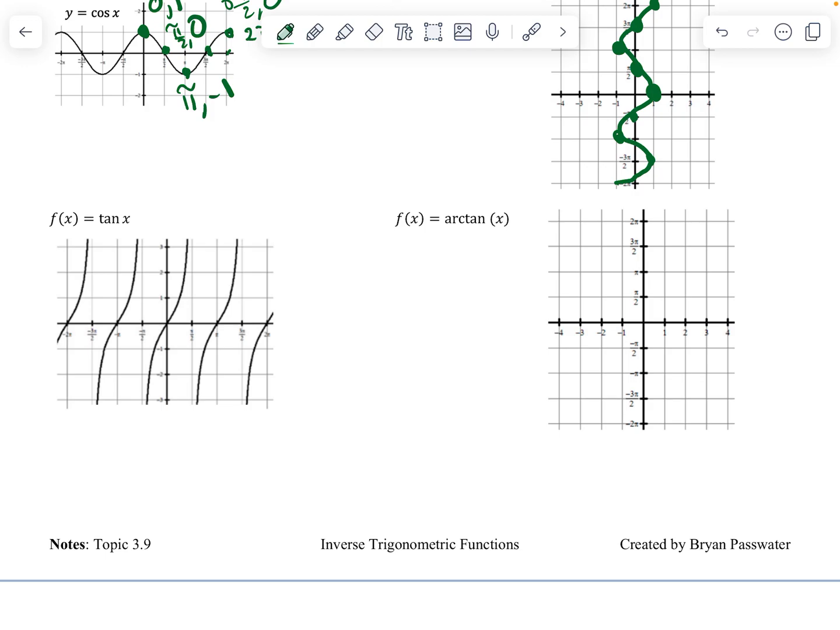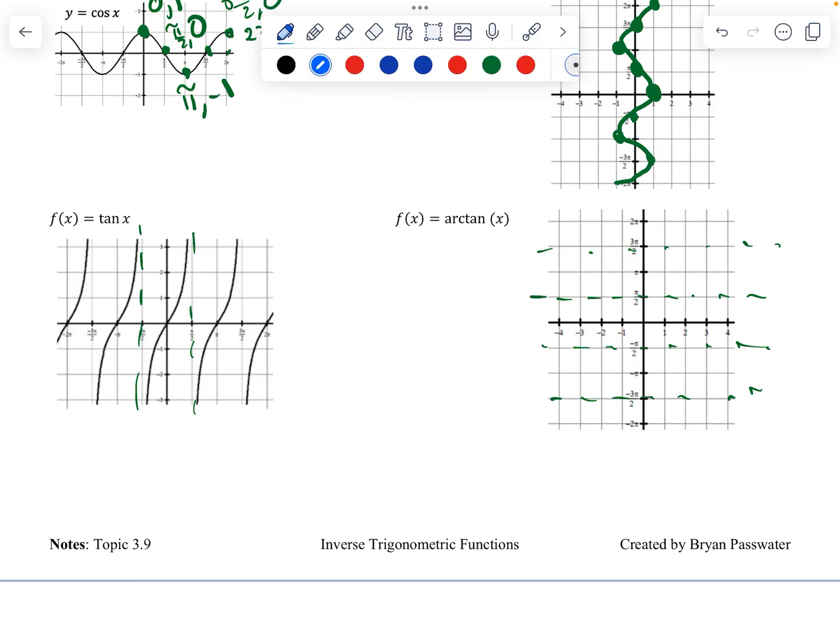And then our arctangent. This one had asymptotes at pi over 2, so now they're going to become horizontal asymptotes. Again, 0, 0 would be the same. As it goes towards pi over 2, it goes higher and higher. So as it gets higher and higher, it goes to pi over 2. It's like it's turned on its side.